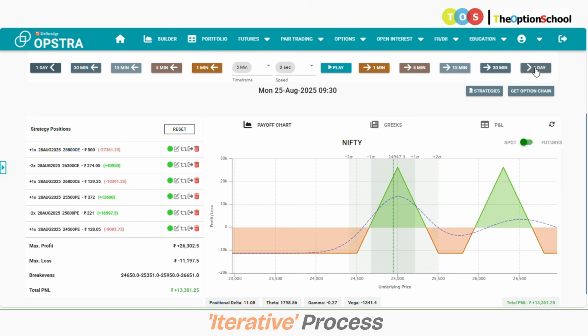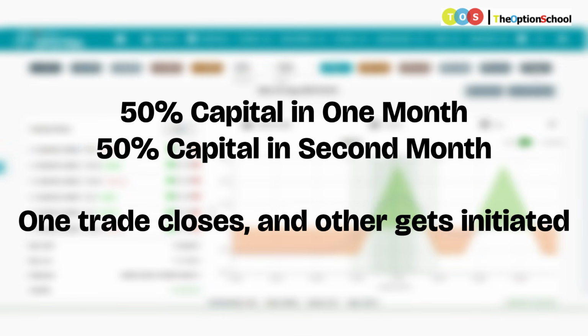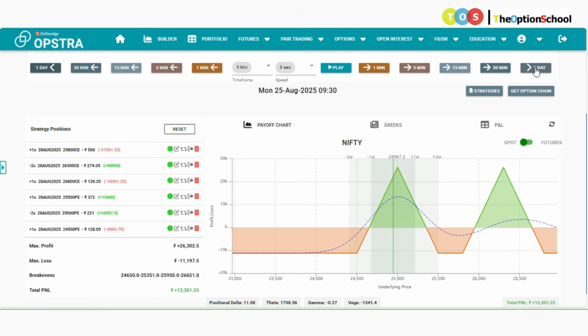I am doing 50% of capital in one trade. The next 50% I am keeping for the next month. So every month one trade will be closing because of expiry, and a new trade will be getting initiated. In the process, I am moving with the market and am able to cover a wide range of the market. But again, very strong advice: please do some backtesting before touching these kinds of trades, and know what the risk and reward involved is.